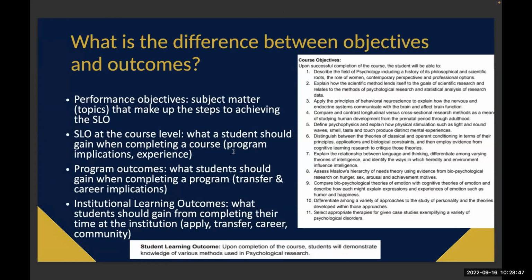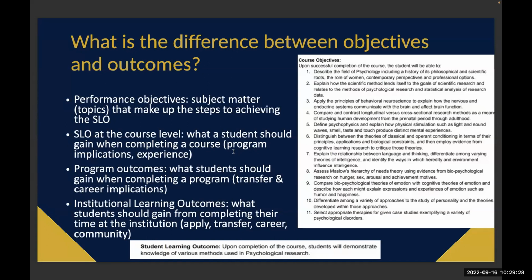Okay, I think Bethany did touch on this with the difference between objectives and outcomes. When we look at the performance objectives, these are the smaller skills, tools, and content that really help us to achieve the student learning outcome. So these are really the steps that we use to achieve the student learning outcome in our course. Okay, and when we go through all the course content, we should be hitting on all of these performance objectives. And then together, those really help us to achieve the student learning outcomes. And the student learning outcomes basically are telling us what a student should gain when completing the course.